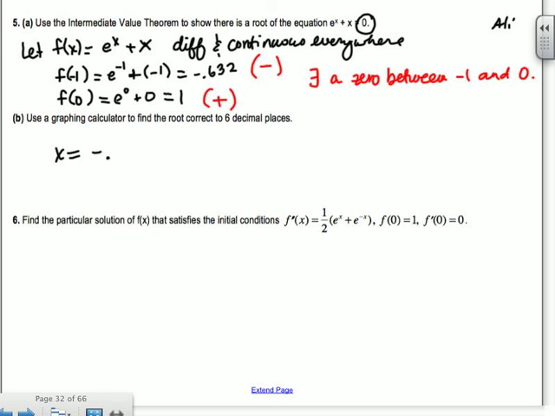So negative 0.567143 would be 6 decimal places. Yep, just finding the 0. That's it. So that was between negative 1 and 0. That's the one we're talking about.